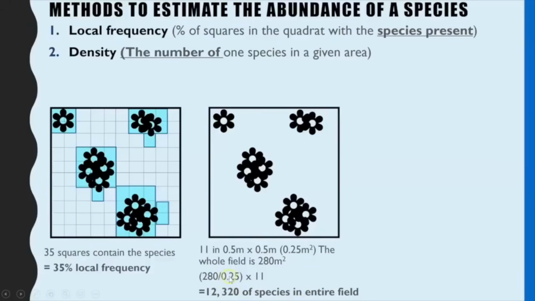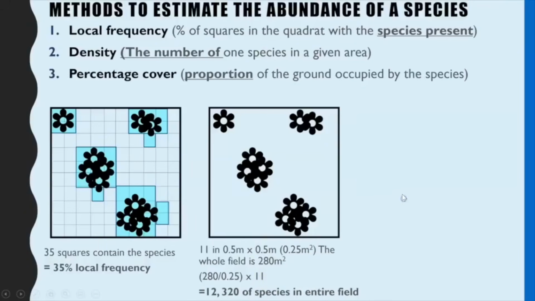So to do this, step 1 is working out how many times your quadrat fits into the size of the field. So the size of the field is 280 divided by the area of the quadrat. And we know there are 11 in the area of the quadrat, so that's why I multiplied by 11. So in this example, in the entire field, there's 12,320 daisies. That is our estimate. Now with density, again, you would have to have done 30 repeats, calculated a mean, and then you would do this sum.